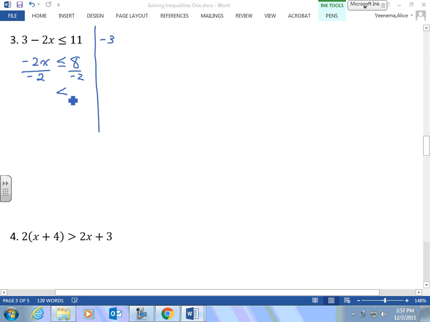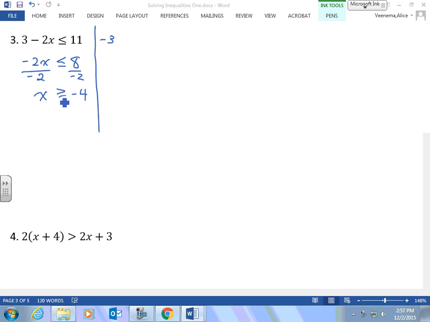So we'll switch the sign. And so we'll have x is greater than or equal to negative 4. And I forgot to switch that sign at first. So x is greater than or equal to negative 4. If there's an equals with it, keep the equals with it. Just do the mirror image sign. Okay? So let's check this.